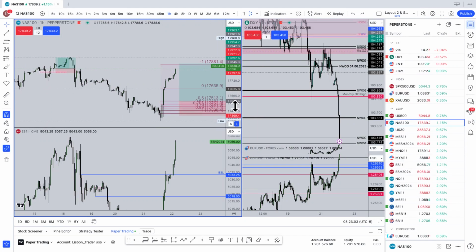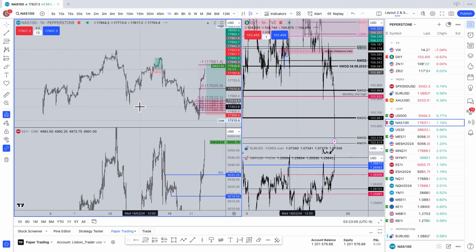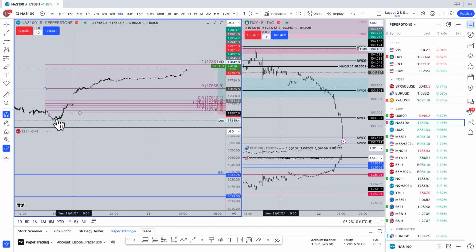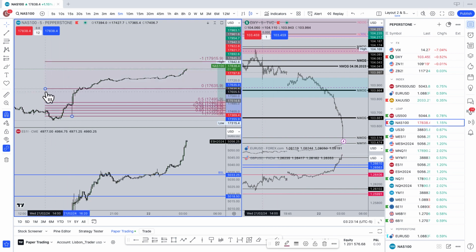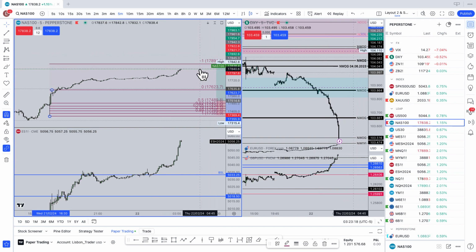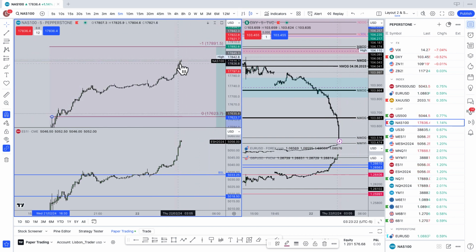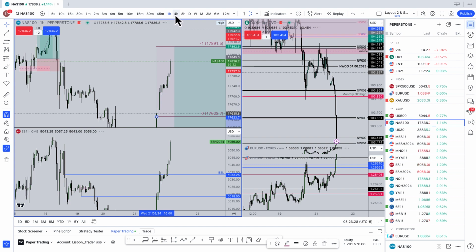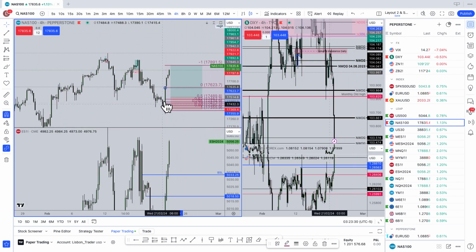So we have seen a huge bump yesterday from FOMC. So I'm trying to capture this measured move up to the 17,891. Market has been very bullish in the last few hours. So a clear market shift.